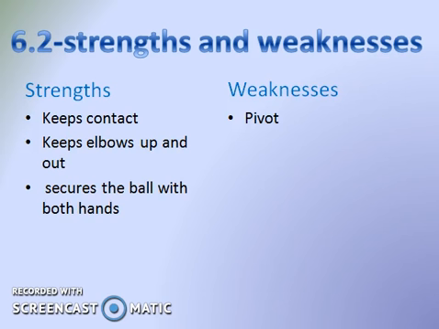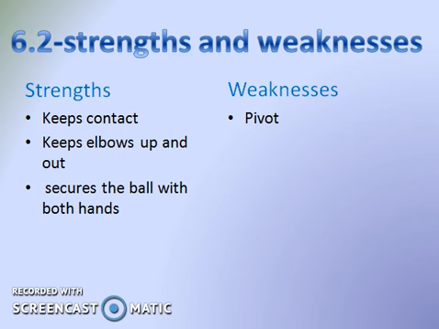6.2 Strengths and weaknesses. His strengths were keeping contact, keeping his elbows up and out, and securing the ball with both hands. His weaknesses were his pivoting. So within 6.2, he didn't have many weaknesses, and he had a lot more strengths.